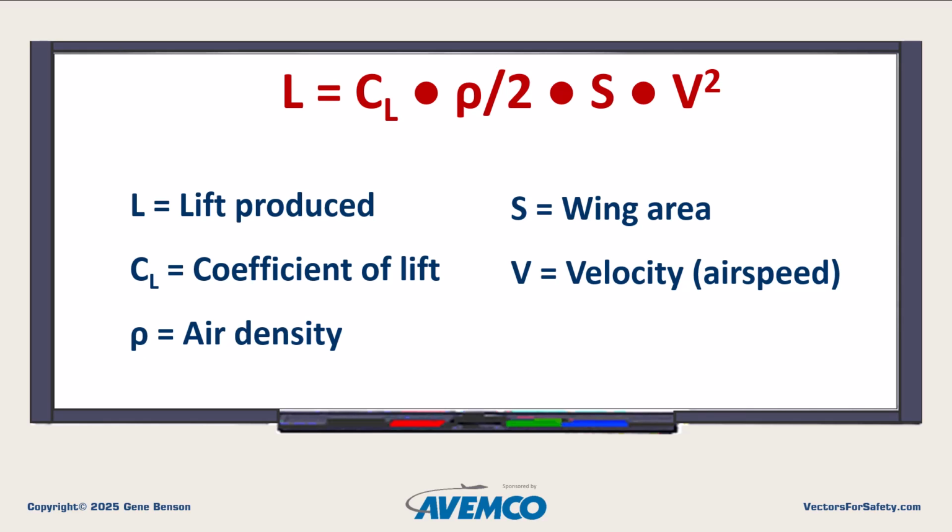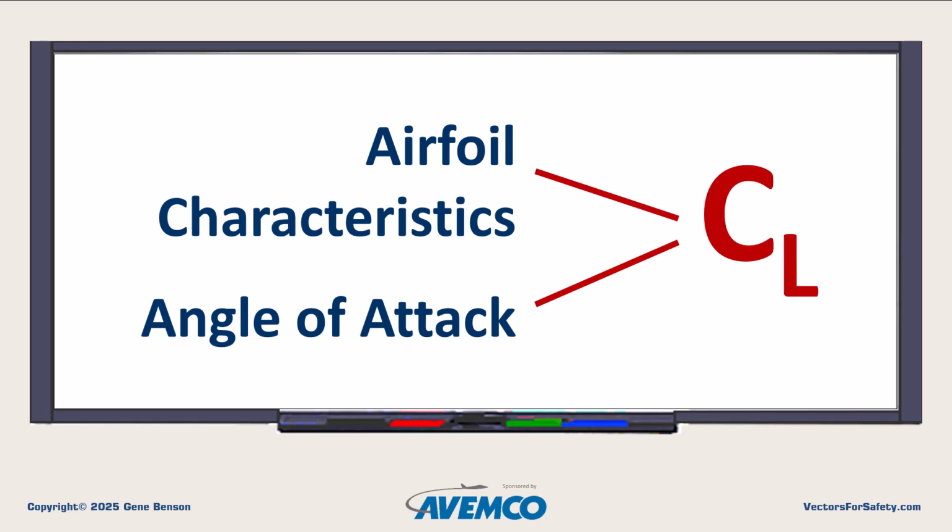Here's the lift formula. We can reach back into our initial flight training and recall that the total lift produced is the product of the coefficient of lift times 1/2 the value of the air density times the wing area times the velocity squared. The coefficient of lift is a constant in the formula. It is determined by the characteristic of the airfoil and the angle of attack at which it is flying.